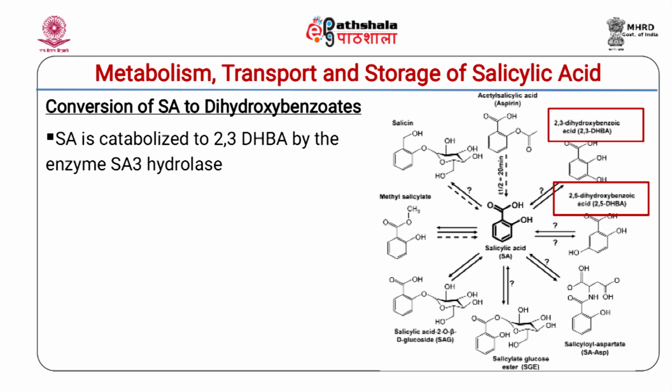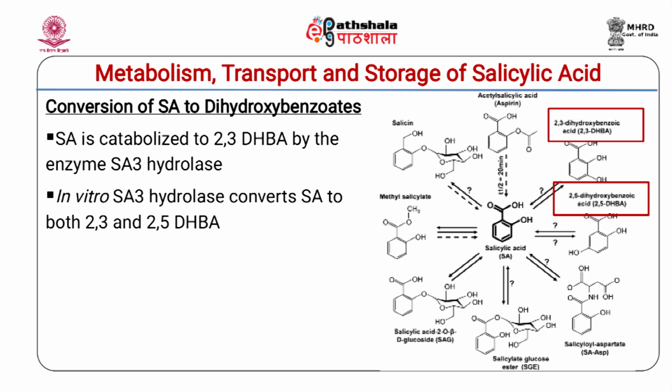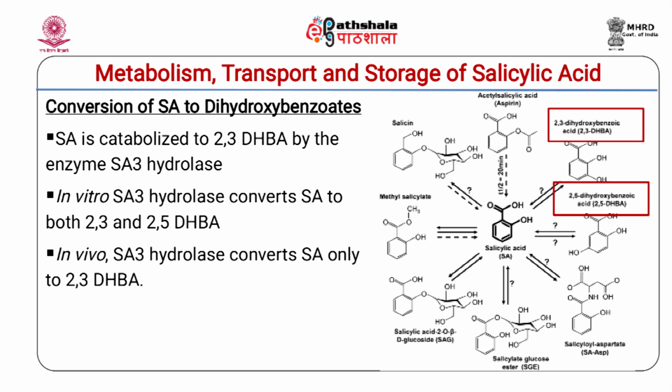2,3-DHBA by the enzyme SA3 hydrolase during leaf senescence. This enzyme converts SA to both 2,3 and 2,5-DHBA in an in vitro reaction. However, in vivo it converts SA only to 2,3-DHBA. The formation of DHBA is induced by SA. Therefore, the formation of DHBA acts as a negative feedback which prevents in planta overaccumulation of salicylic acid.